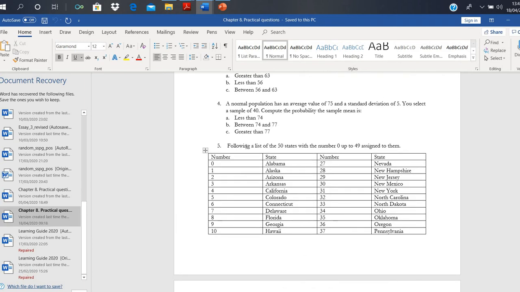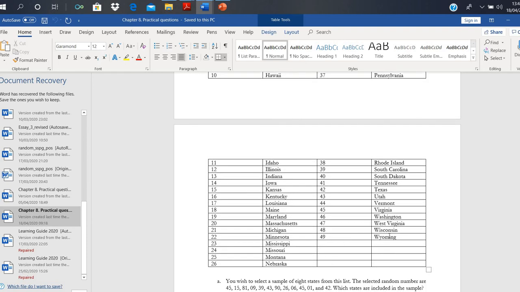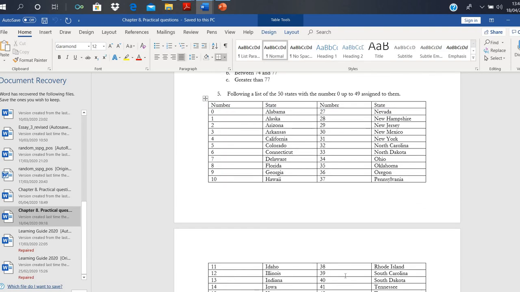This is question number 5. Okay, so following is a list of the 50 states with the numbers 0 up to 49 assigned to them. The first state starts with 0, which is the state of Alabama. So this is the states of the United States. And you have state 1 is Alaska, and so on. And you have 27 is Nevada, and up until you have 49. So if you take from 0 to 49, you have 50 states.